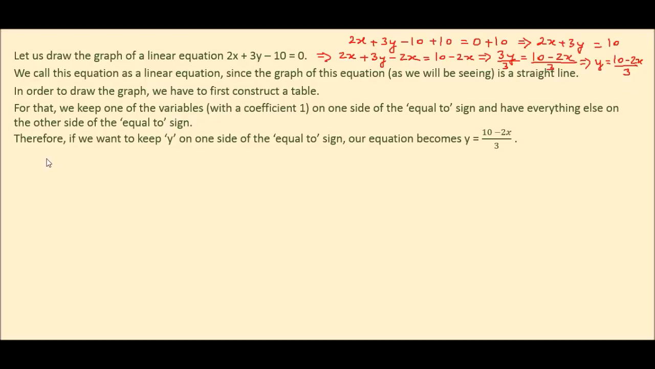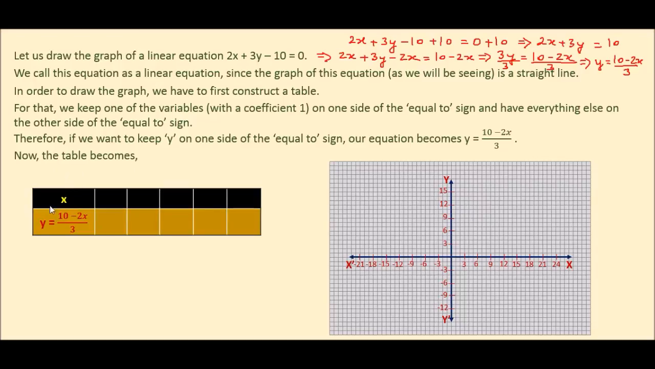Now we have to get to the table. This is the table, this is x. Now we will be expressing y in terms of x. So x is the independent variable and y is the dependent variable. We will be taking arbitrary values for x and we will be computing the corresponding values for y.